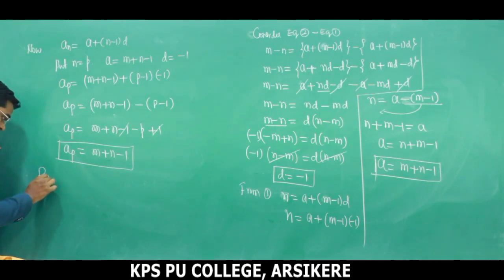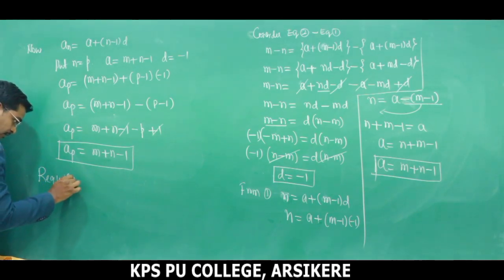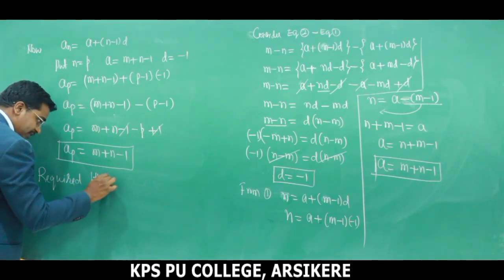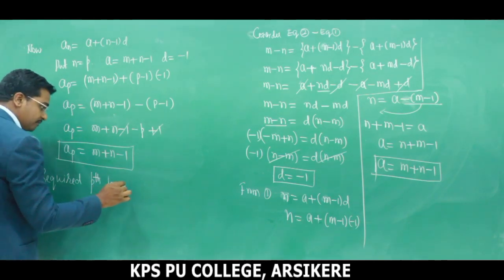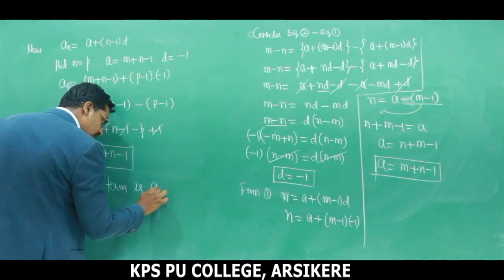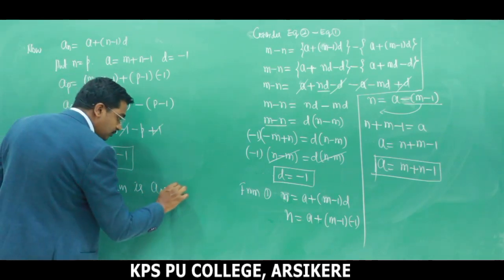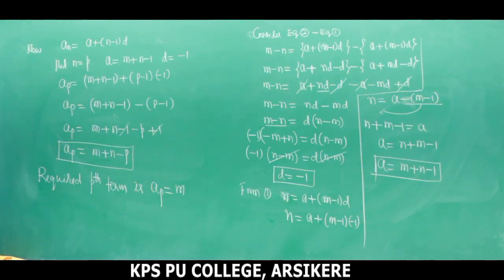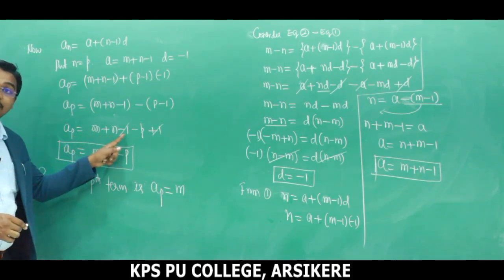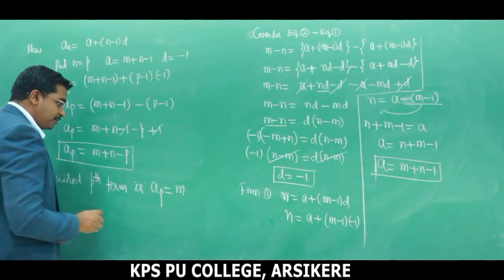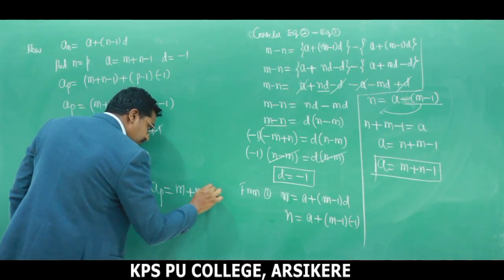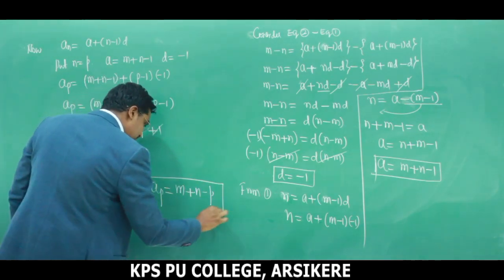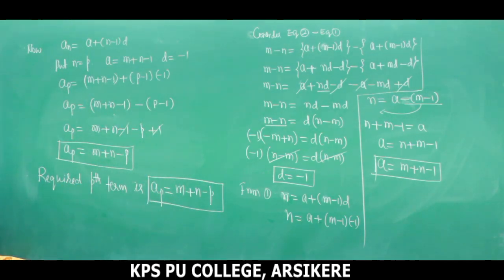Therefore the required pth term is ap is equal to, so this will be minus p here. So plus 1 minus 1 get cancelled. m plus n minus p comes. So ap is equal to m plus n minus p is our required answer. Is it clear, children? Take a pause and note down all the things I have written here.